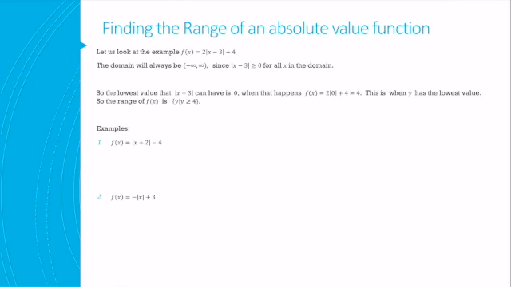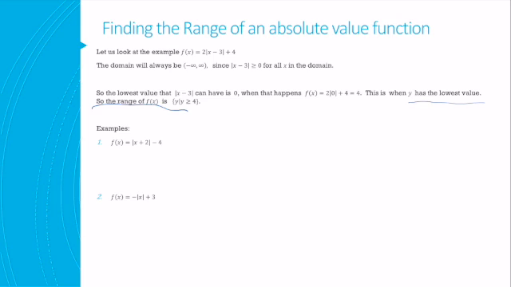So let's find the range of an absolute value function. Let us look at the example 2 times the absolute value of x minus 3 plus 4. So the domain is always going to be negative infinity to infinity, since the absolute value of x minus 3 is greater than or equal to 0 for all x in the domain. And the lowest value that the absolute value can have is 0. And when that happens, I get y equals 4. So then 4 is the lowest value in the range of f of x. So our range is y greater than or equal to 4.